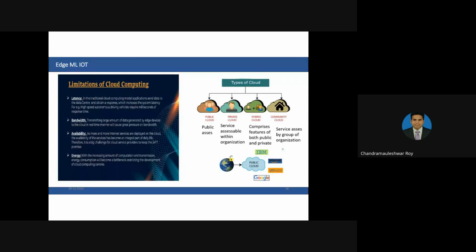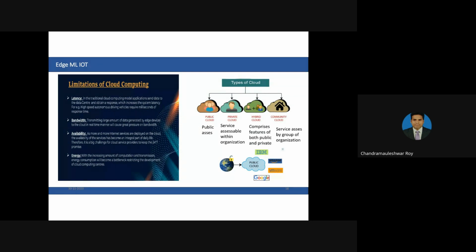Okay. Some limitations of cloud computing are latency, bandwidth, availability, and energy. So these are the main limitations of cloud computing. Latency means in the traditional cloud computing model, applications send data to the data center and obtain the response, which increases the system latency. For example, high-speed actuators, okay, driving vehicles requires milliseconds of response time. Getting?